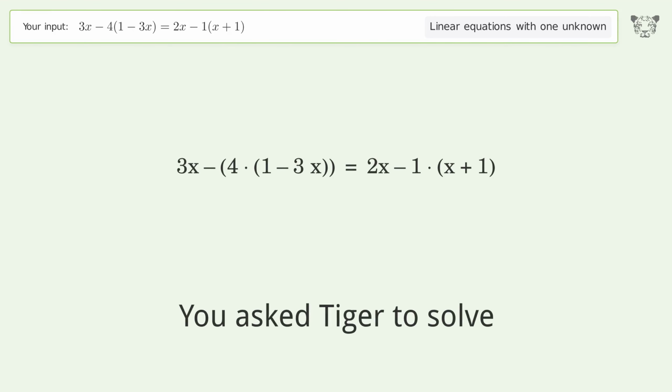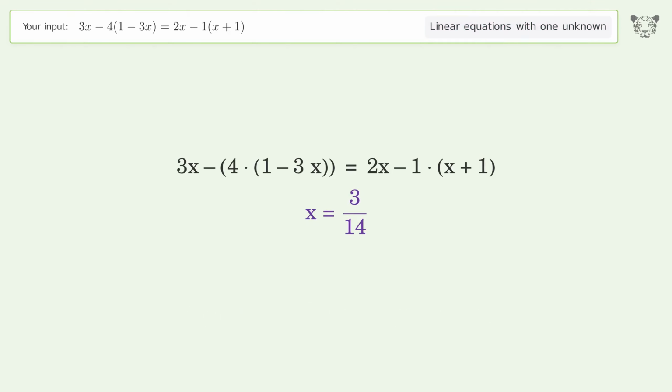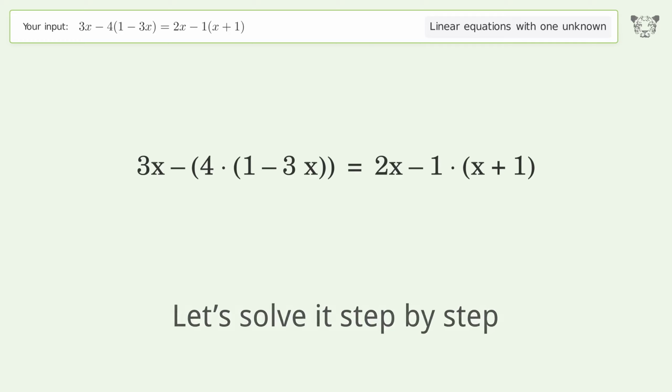You ask Tiger to solve this. It deals with linear equations with one unknown. The final result is x equals 3/14. Let's solve it step by step.